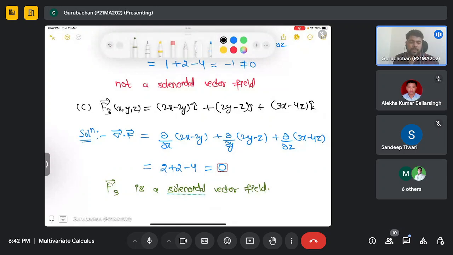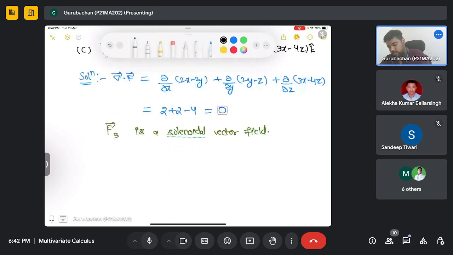Okay, so that means whenever we have to check whether a given vector field is solenoidal or not, we just need to check its divergence, whether its divergence is zero. If its divergence is zero, then we can say that the given vector field is solenoidal. Otherwise, it is not a solenoidal vector field.